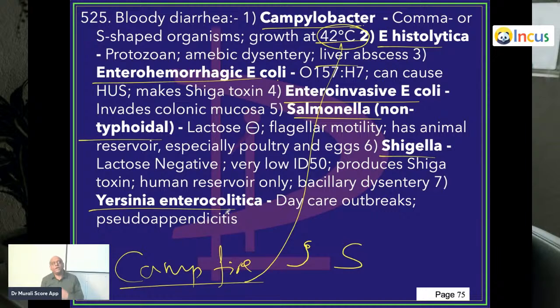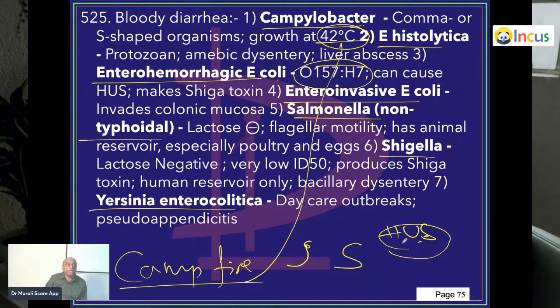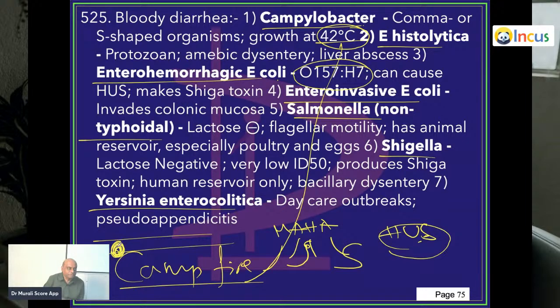Then Enterohemorrhagic E. coli. What is that strain called? O157:H7 strain. It leads to hemolytic uremic syndrome, because it releases the Shiga toxin. What is the type of anemia called MAHA? What is MAHA? Microangiopathic hemolytic anemia. Because there is a formation of platelet-rich fibrin clots that don't contain clotting factors, through that the RBC is getting sheared in the small vessels and it becomes broken down.